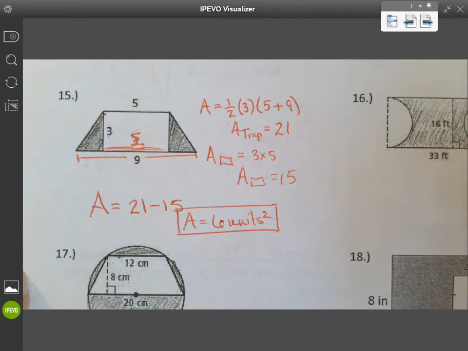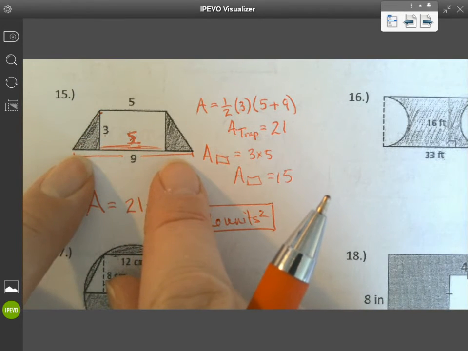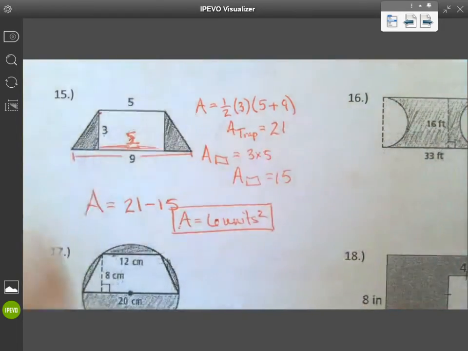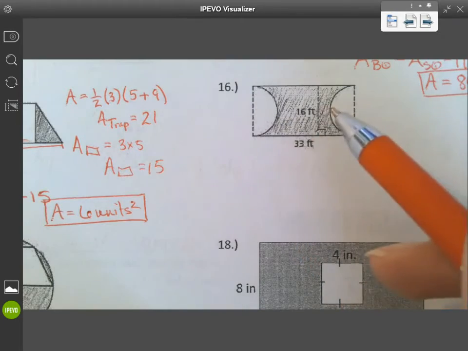All right, let's see if we can get one more in before you leave me. So again, it's tempting to want to try to find the area of the triangles, but we really can't say what the bases are.